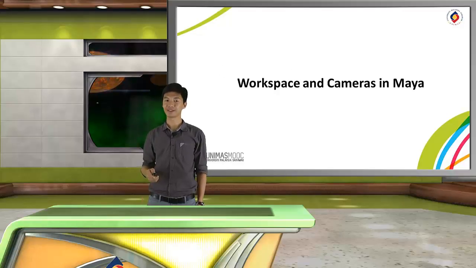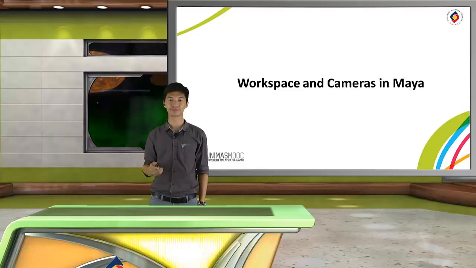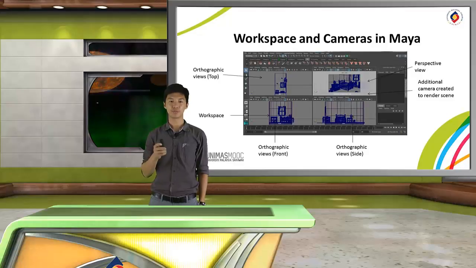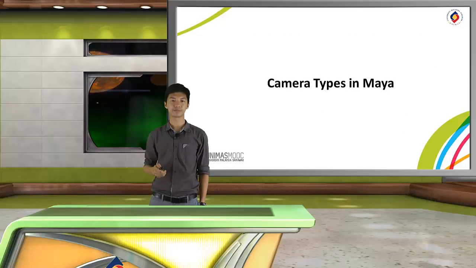Hi, welcome back. We shall continue with our workspace and cameras in Maya. In Maya, there are 4 panels, which are top view, front view, side view, and perspective view. Okay. There are different camera types in Maya.